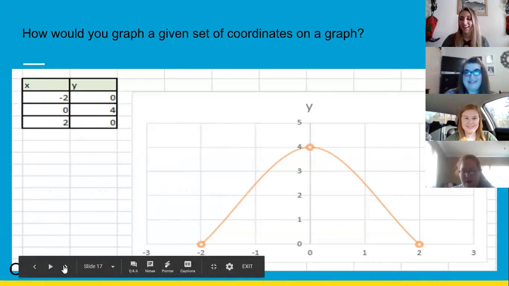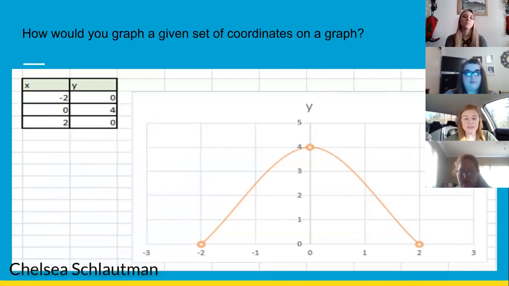Chelsea, how can you graph a given set of coordinates? Say we are given coordinates -2, 0. The -2 is the x value and tells us that we will need to move 2 places to the left or to the right. To know which way we are going to go, we need to see if the number is a negative or positive. So for this one, the -2 is negative, so that tells us that we need to move to the left along the x-axis. Next, we would look at the y value given, which is 0 here.